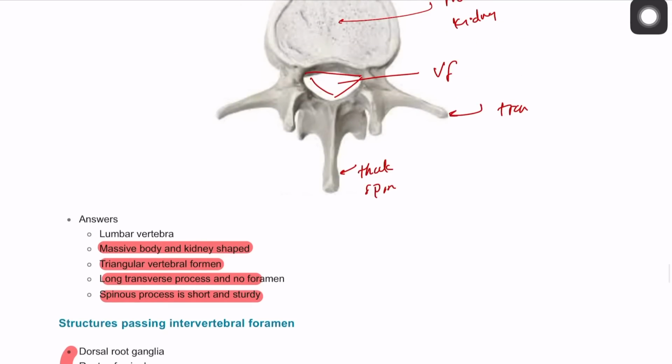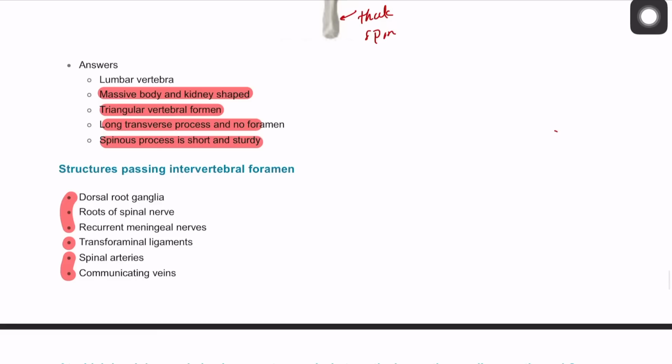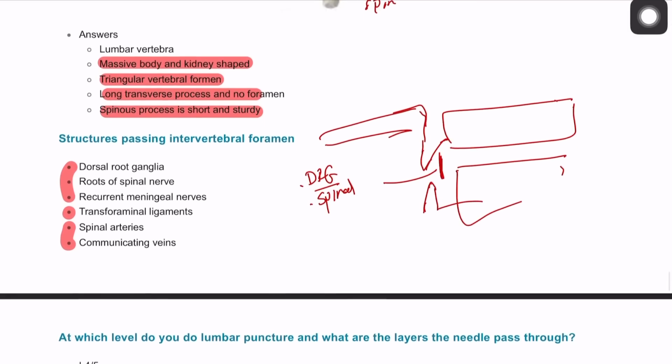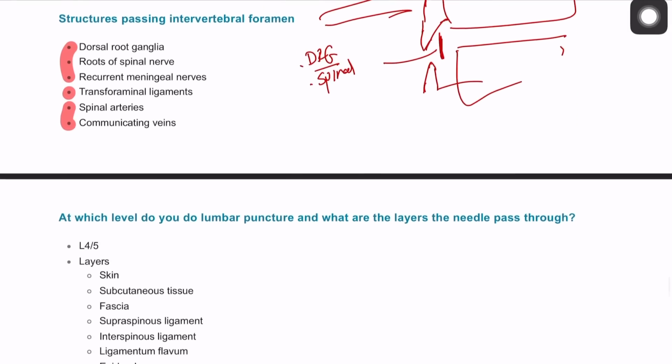So basically, on the lower end, if you have a section of a vertebra, you will have a process in there, and then the spinous process, and the other one will be something going up like that. So you will have here the intervertebral foramen. That is the intervertebral foramen. So you have dorsal root ganglia, the roots of spinal nerves, the recurrent meningeal nerve, and also the transforaminal ligaments and the spinal artery and vein.